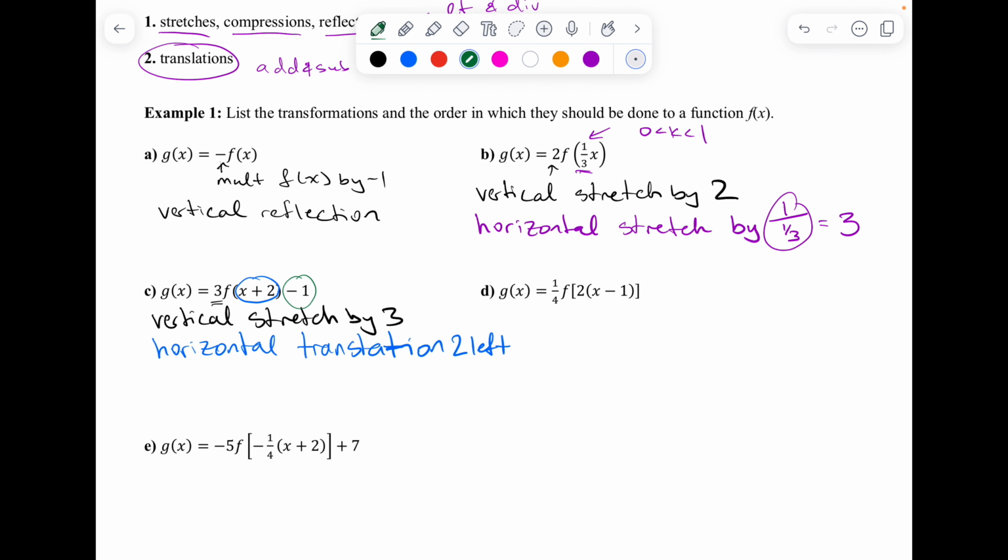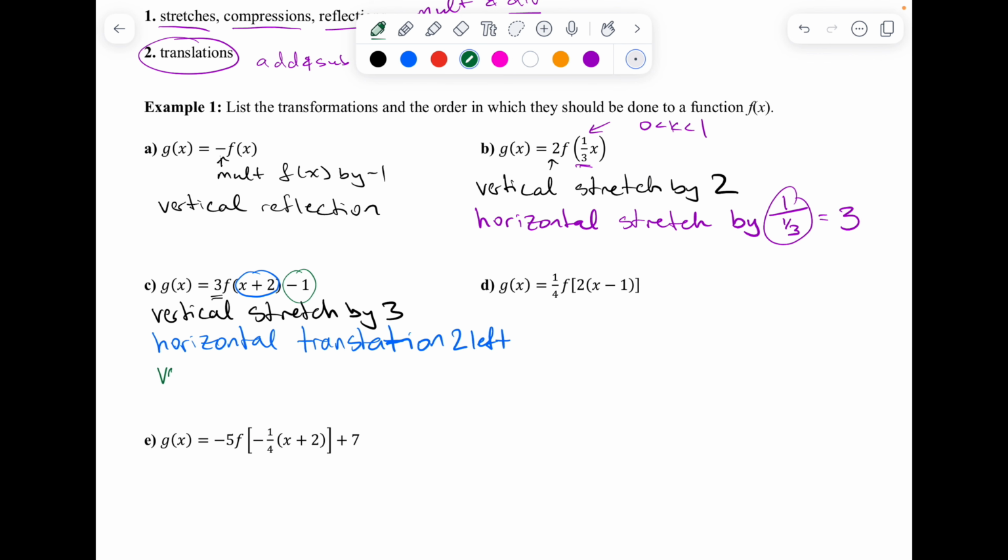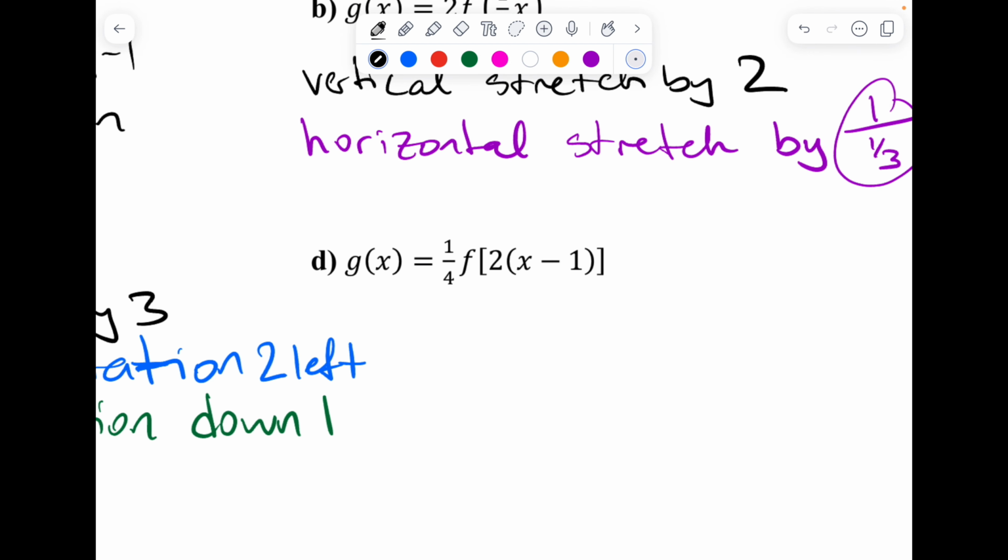And then out here, I'm subtracting 1 from the whole function. So because it's the whole function, it's vertical. It's a translation because it's adding or subtracting. And when it's vertical, it's exactly what it says. So -1 means down 1. So when it's happening to x's, it's right, left. When it's happening to y's, it's up, down. In this case, it's down 1. Okay, let's look at this next one.